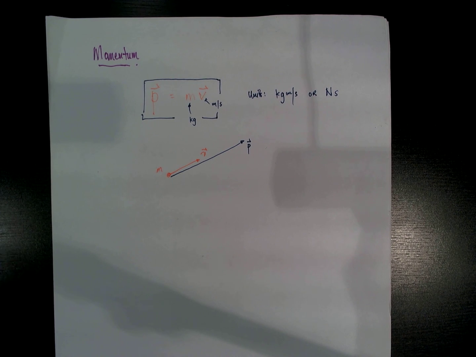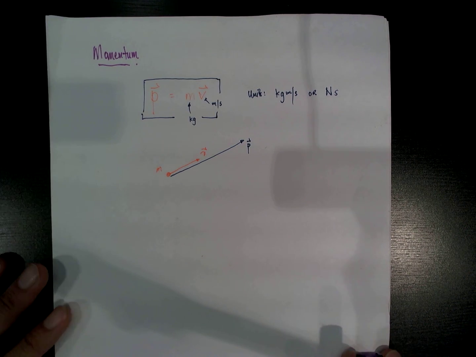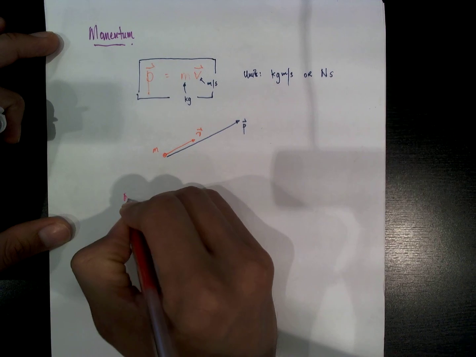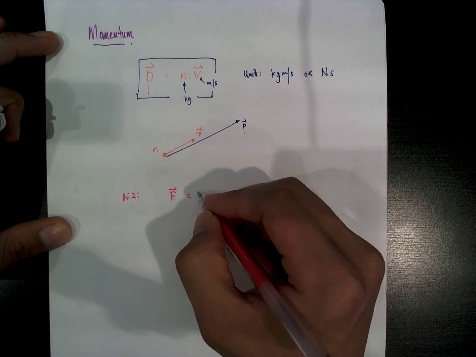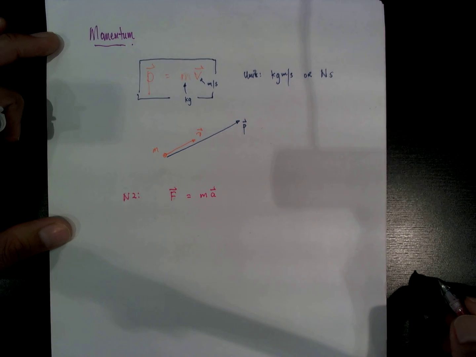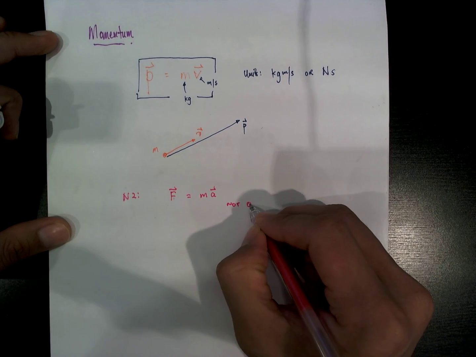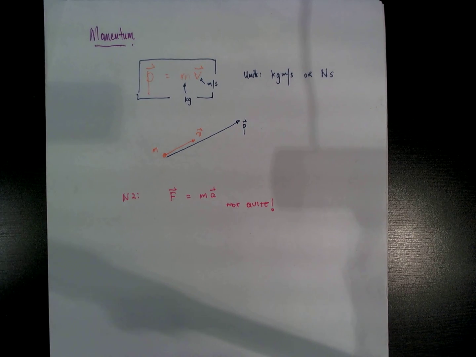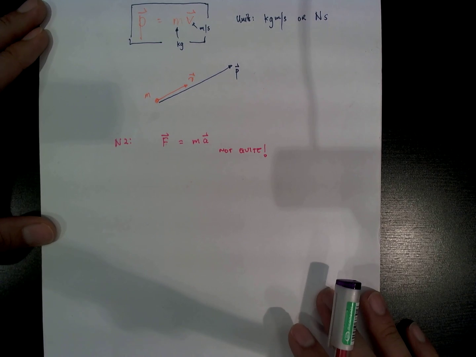Now, where momentum gets interesting is where we take a look at Newton's second law. We've learned earlier that Newton's second law, we were told, is that the force is proportional to the acceleration, where the constant of proportionality is the mass. Now this is not quite right, because when Newton defined force, he defined it in terms of momentum.